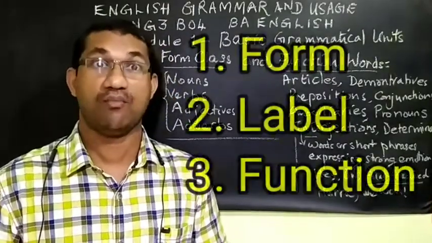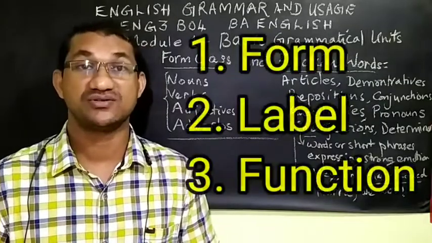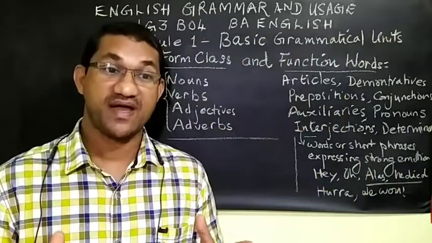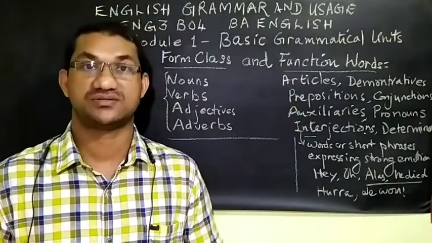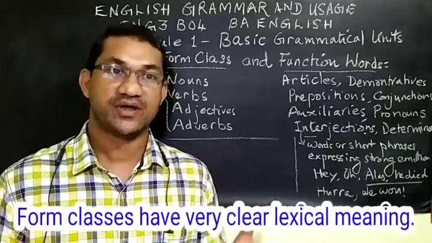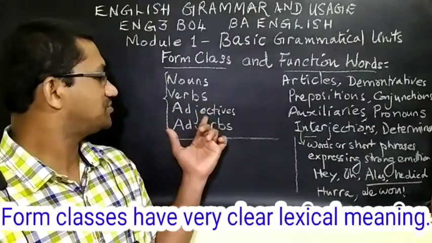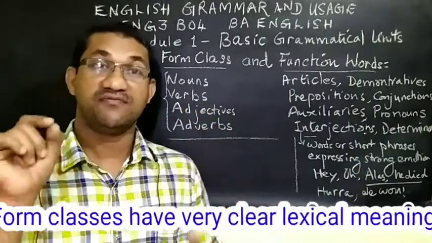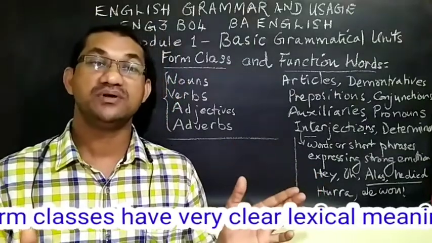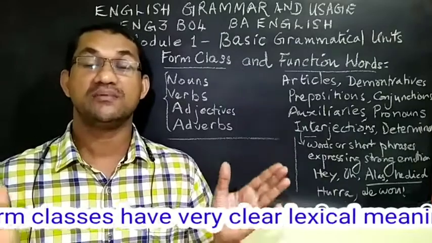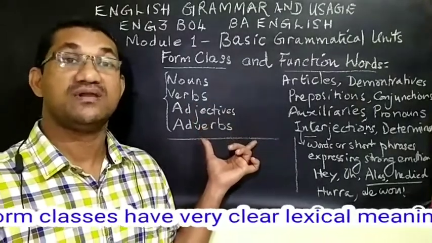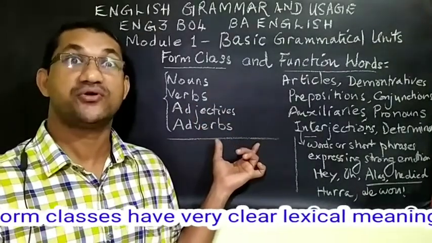Now we are just going to learn more about form classes and function words. Form classes have in fact 5 important features. Let us look at the important features of form classes: nouns, verbs, adjectives, adverbs, etc. The first feature of form classes: they have reasonably clear lexical meaning. That is, of course, dictionary meaning.